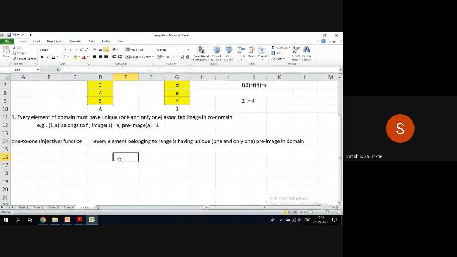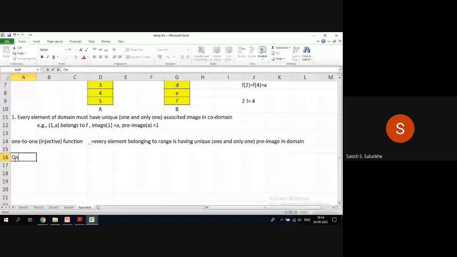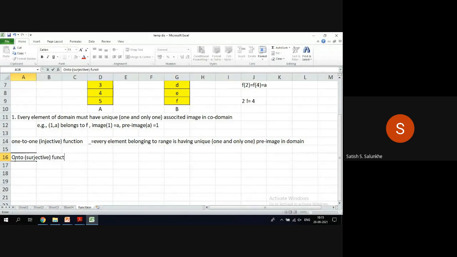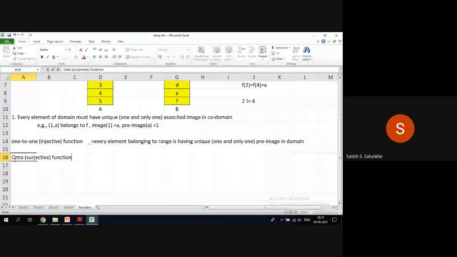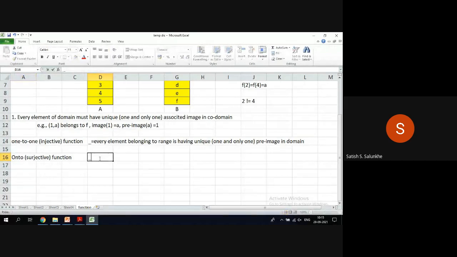Similarly, just now we have seen one more type that is called an onto function. An onto function is also sometimes called a surjective function. When the range of the function is equal to the codomain, then it is an onto function.